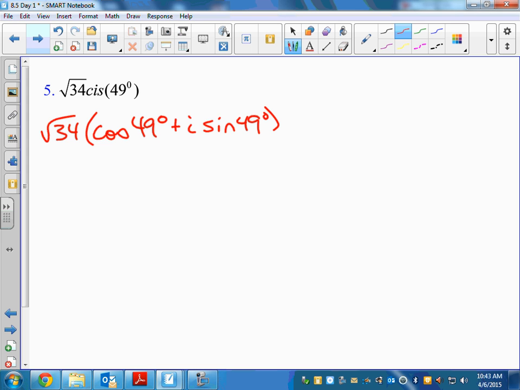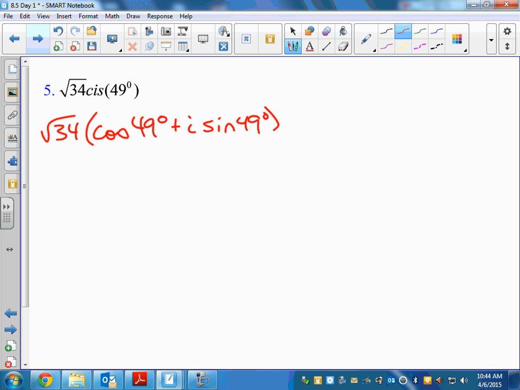Is 49 degrees on our unit circle? No, which means they just want a decimal answer. So you can just take the square root of 34 times cosine of 49. And yes, normally we leave square roots, but cosine of 49 is already a decimal, so it would be silly to give me a decimal with a square root. So I would just take, in degree mode, this is in degrees. If it was in radians, make sure you put it in radian mode. Square root of 34 times the cosine of 49 degrees.